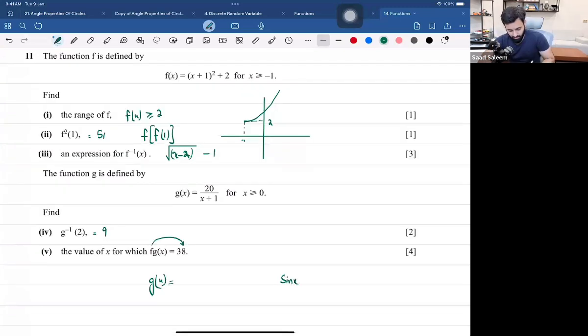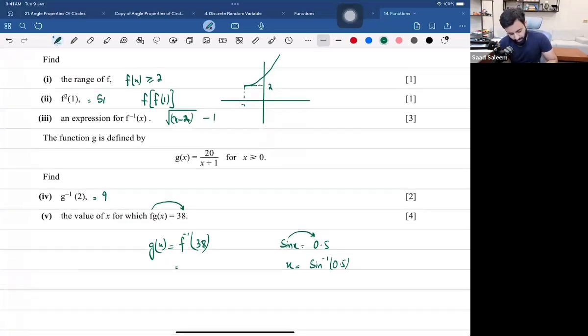We have sine x, which is equal to 0.5. What happens when you, sine is a function, right? What happens when you take sine across the equals to sign? It becomes sine inverse. Okay, so we can save some time over here because we've already found f inverse. So if I take f across the equals to sign, that means it becomes f inverse of 38. Okay, now what you can do is in the inverse function, you can simply plug in 38. So that's going to be 38 minus 2 inside the square root, since that's what the inverse function was, minus 1. And this is what g of x will be equal to.